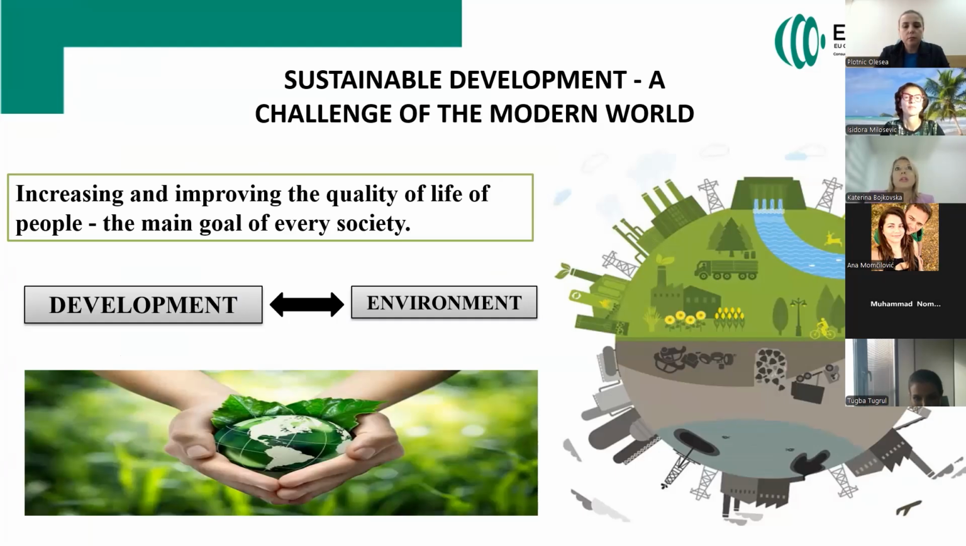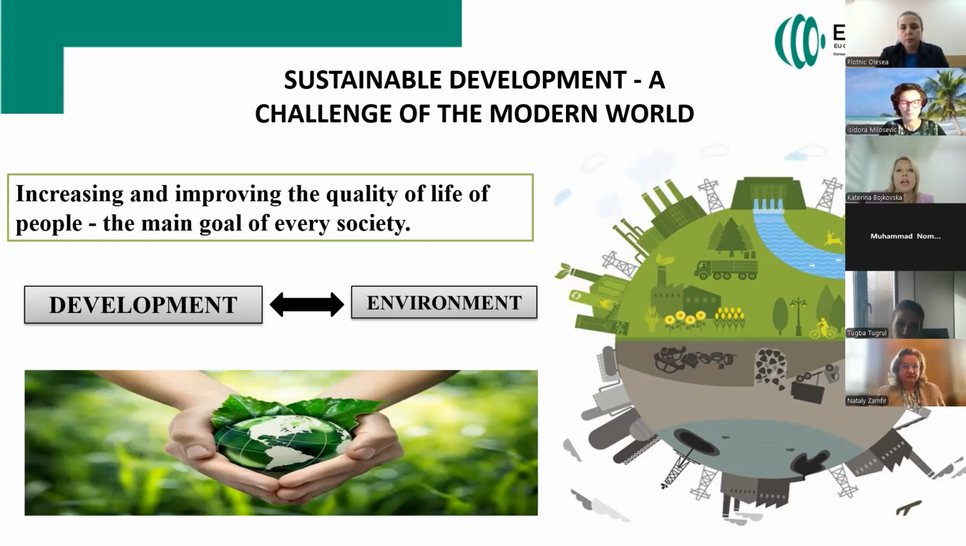Increasing and improving the quality of life of people is the main goal of every society. Sustainable development is a complex process whose main task is to ensure balance in the world through economic, social, and environmental positive effects, and includes changing the current way of life, attitudes, values, habits, behaviors, and actions at all levels of society, from local, regional, national to global levels.